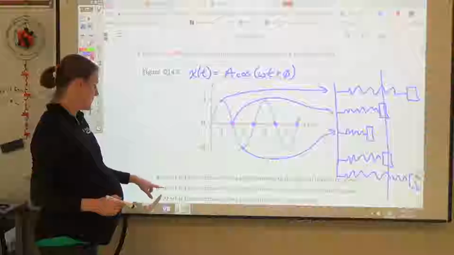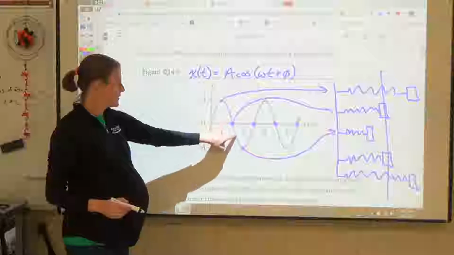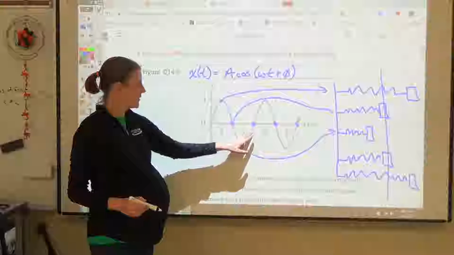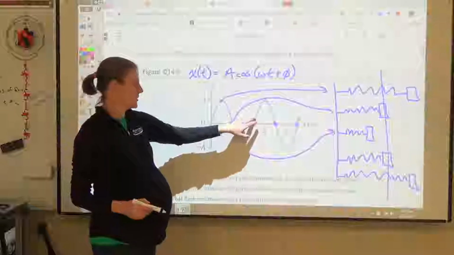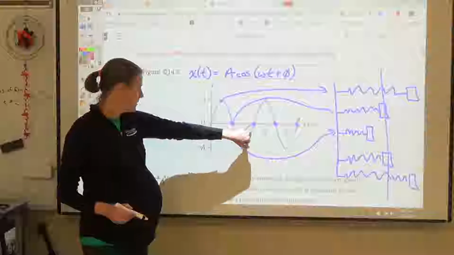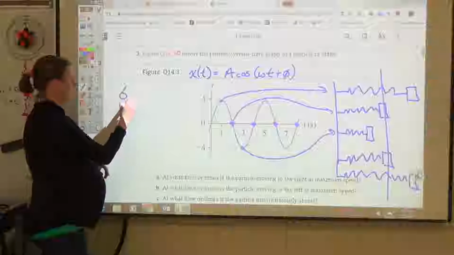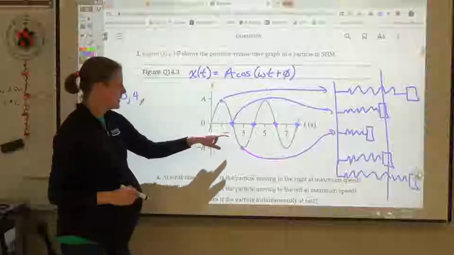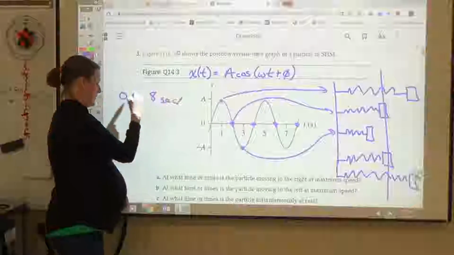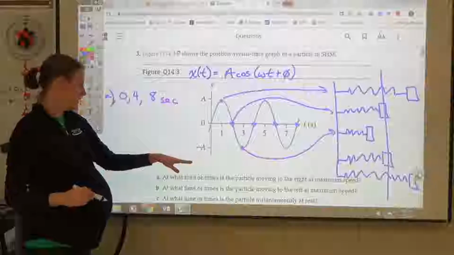But which one's moving to the right? Well, this one was in the positive direction, now it's going negative. So it's not here. This one, however, is in the negative direction right now, passes through the equilibrium position, and is now moving in the positive direction to the right. So 4 is an answer. Also 0 would have been an answer. And then the same shape over here, 8. So that would be maximum speed to the right.